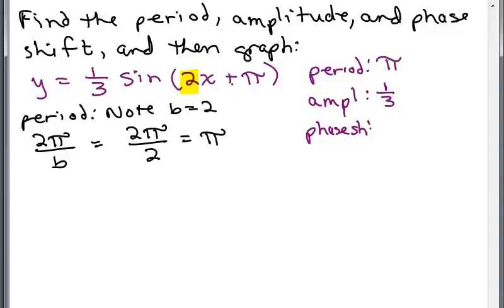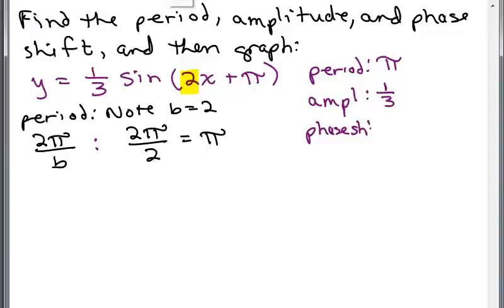It doesn't matter if something's added or subtracted to it, or if there's a parentheses next to the 2. It's the coefficient of x. That's what your value of b is. And instead of writing equal, I'm just going to put an arrow there. All right, so we've got a period of pi. Now what about the phase shift?